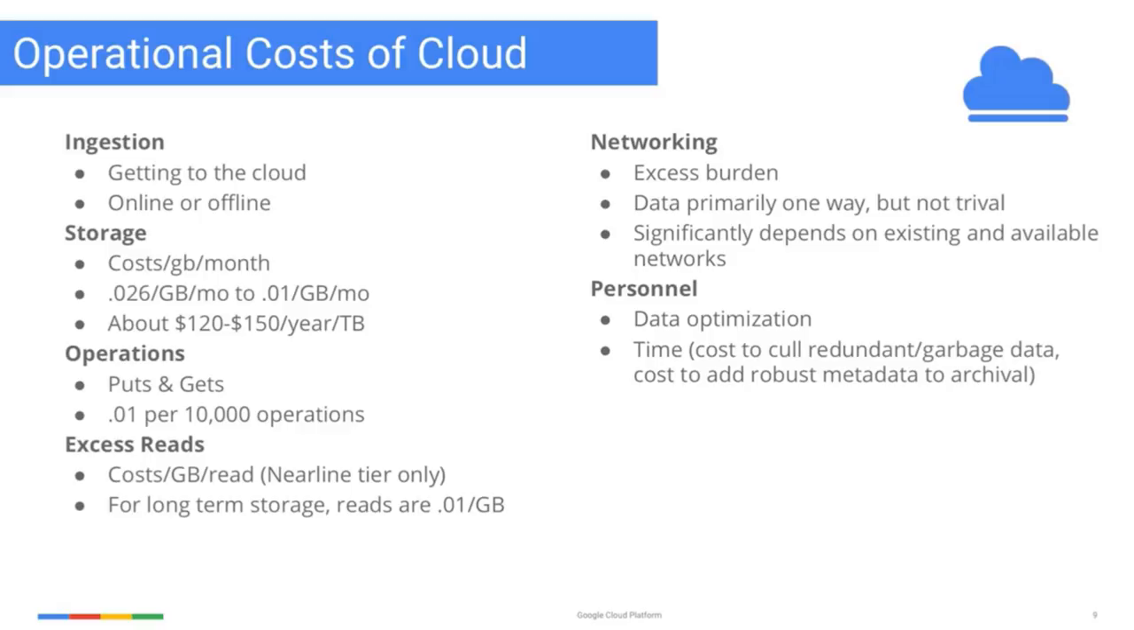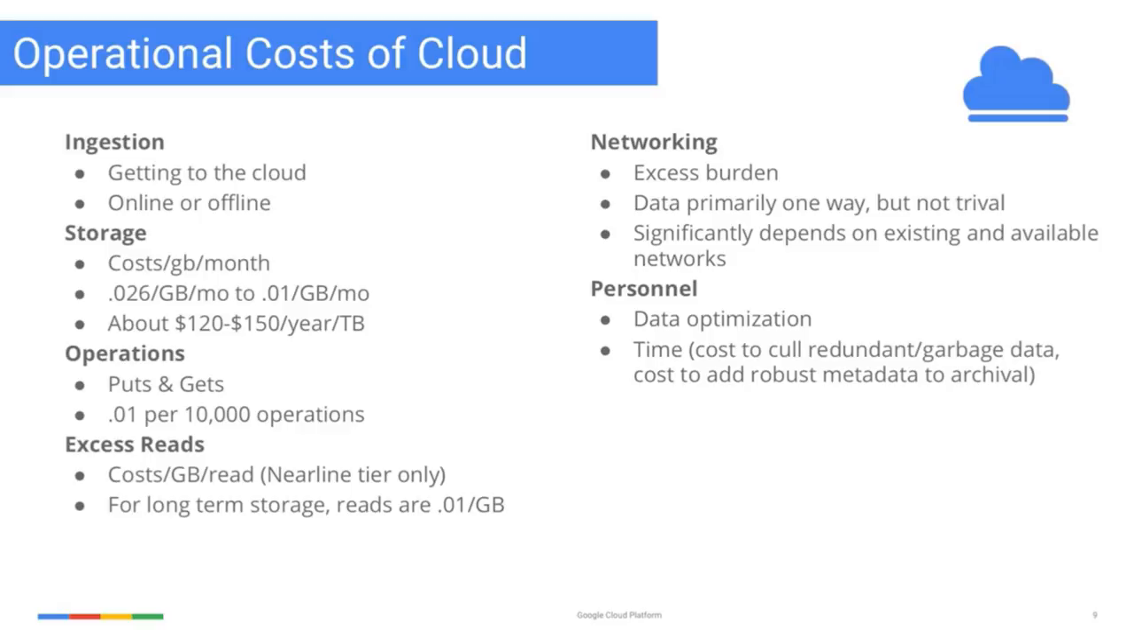Let's start with cloud. And these are the six things that typically you should take into account when you think about your ongoing cost of storing things long-term in a cloud. First, ingestion, right? Getting the data to the cloud. This is not trivial. If you have significant amounts of data, you can do it either online directly if you have good networks, or you can even do it offline. You can ship drives and have them ingested by third parties.